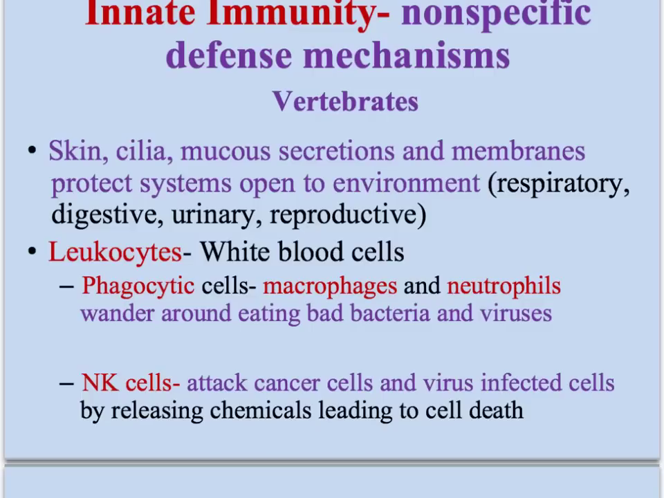We also have NK cells. These are called natural killer cells. And these will attack cancer cells and virus-infected cells by releasing chemicals which lead to cell death. So they're going to cause these cells to self-destruct once they recognize that they've been infected. So these aren't recognizing any specific illness, they're just recognizing in general that you have an illness, and they go to work on those different pathogens that they find.